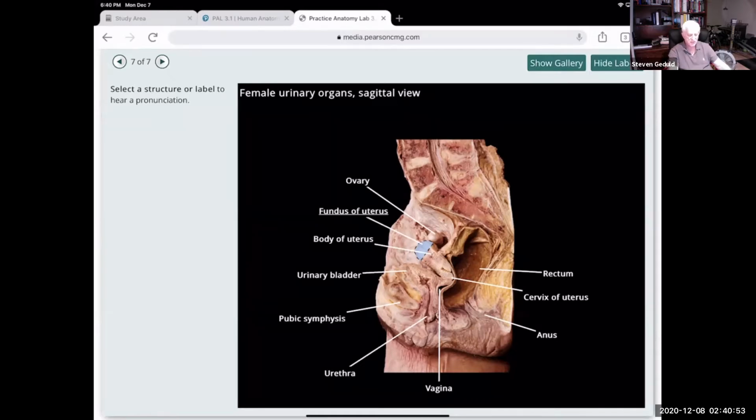Okay, that's the fundus of the uterus. Then you have the body of the uterus, then you have the cervix of the uterus. So the uterus has three parts. The uterus sits on top of the urinary bladder. There's a fundus, a body, and a cervical area.